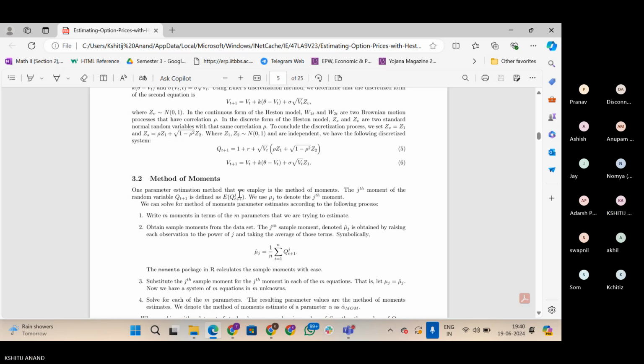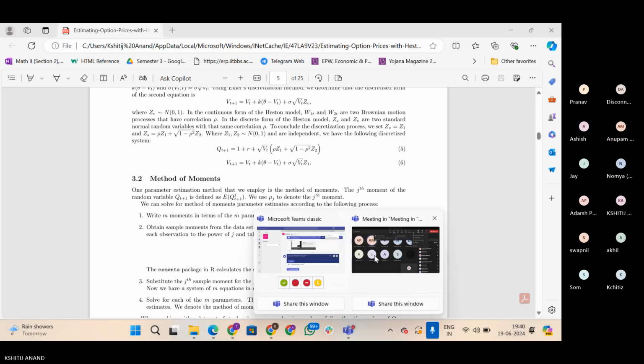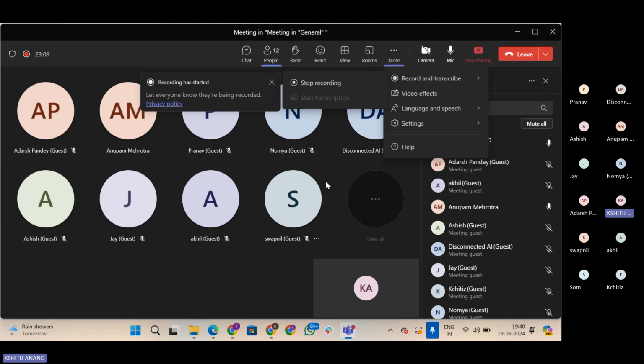Can anyone in the meeting tell how to calculate the expectation of a random variable? Anyone in the meeting? Summation of p_i x_i, the probabilities and that particular number. Yeah, very good.